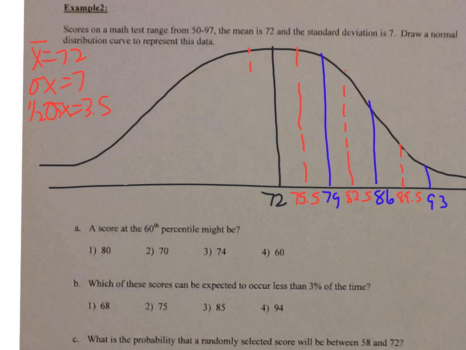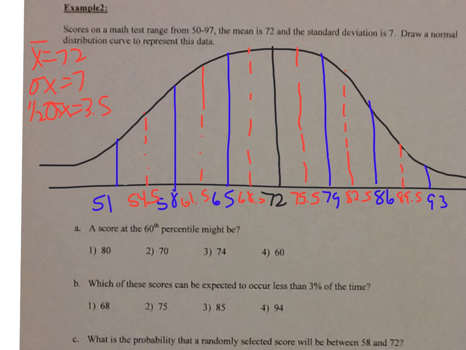Okay, so let's go on to the other side. A half to the left would put me at 68.5. One whole standard deviation below the mean is 65. Another half, so 1.5 standard deviations below the mean is 61.5. 2 standard deviations below the mean is 58. Another half a standard deviation below is 54.5. And then another half, which is 3 standard deviations below the mean, is 51.